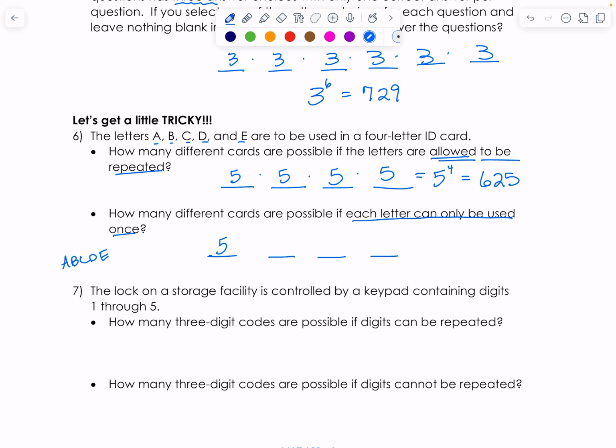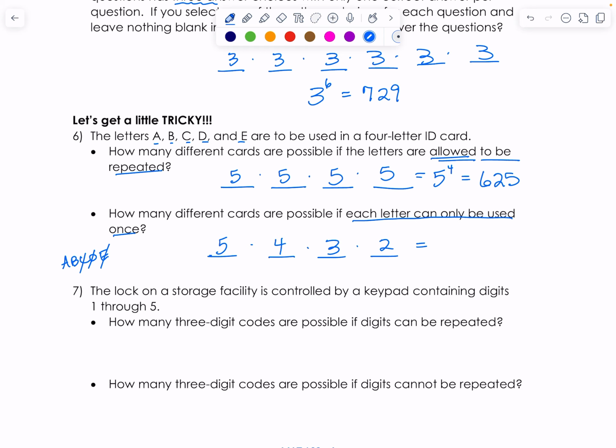So now let's cross one of them off. Let's say I chose E for that one. So now we only have how many left? We've got 4 choices now. All right, and now I chose C. Now I've only got 3 choices left. Say I chose D. Now I only have 2 choices left. All right? And then I'm done because I only had 4 on my ID card.